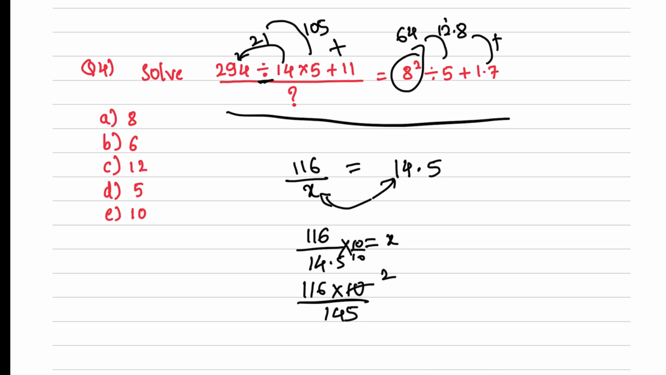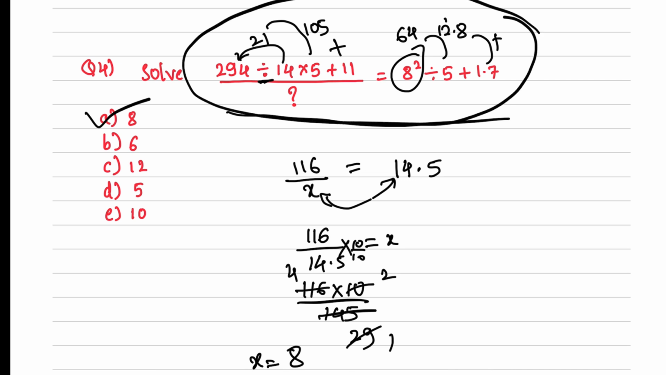145. 2 nines are 18, and 24 ones are 24, 4 fives are 20. So x will be 8. Option A is the right answer. So if you practice more questions like this, automatically you can calculate everything in mind.